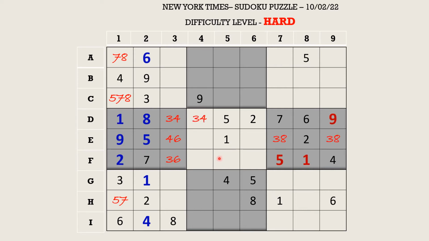There is a 4 in G row and a 4 in I row which blocks these 2 rows. So 4 goes in H8. You have 5 here which blocks this cell and you have a 5 in column 8 and a 5 in column 7 which blocks these 2 columns. So 5 goes in I9.